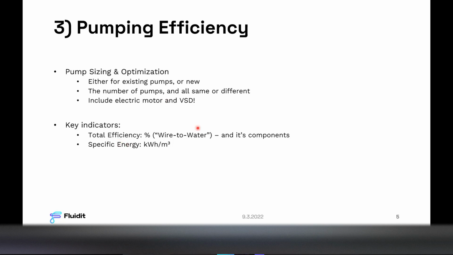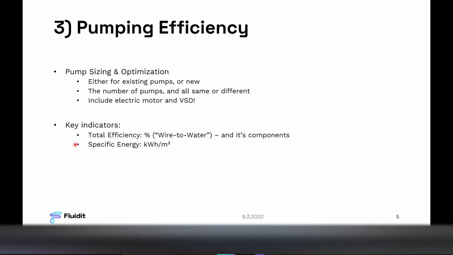Key indicators here, well, total efficiency, so-called wire to water. So from electricity to hydraulic energy is obviously the most common one to look at. And its components, so as mentioned, also go down to electric motor losses and variable speed drive losses. They are what composes the whole efficiency.